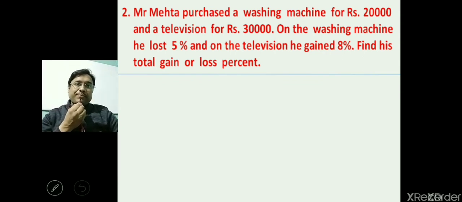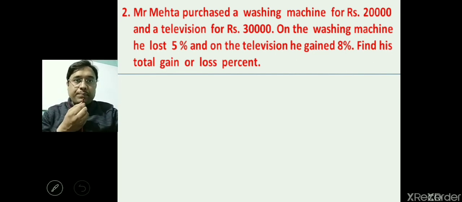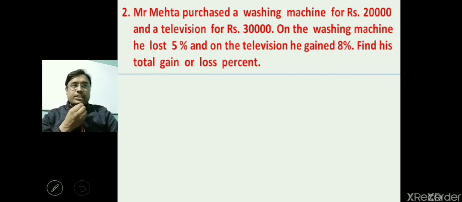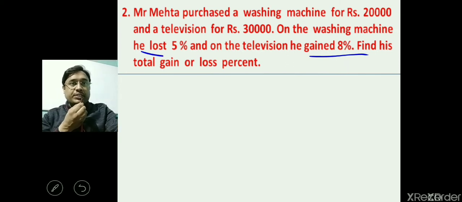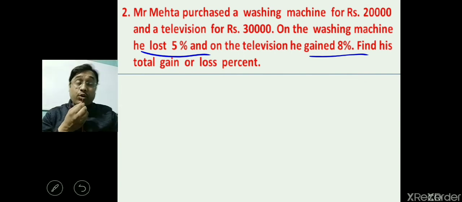So you can see Mr. Mehta purchased a washing machine for rupees 20,000 and a television for rupees 30,000. On the washing machine he lost 5% and on the television he gained 8%. Then find his total gain or loss percent.